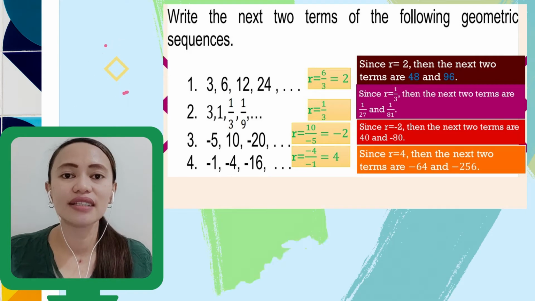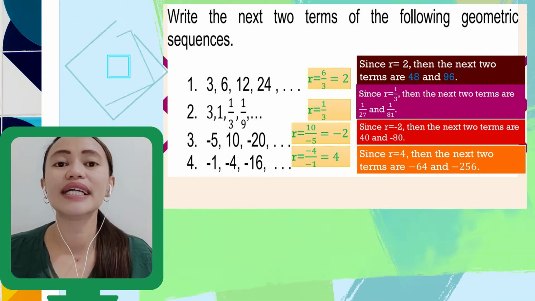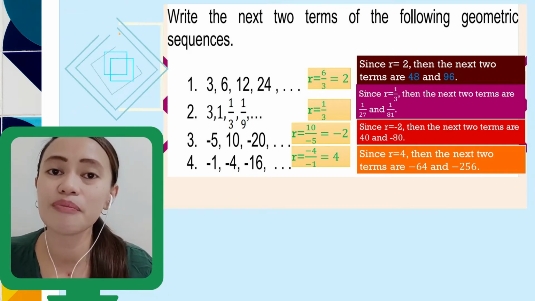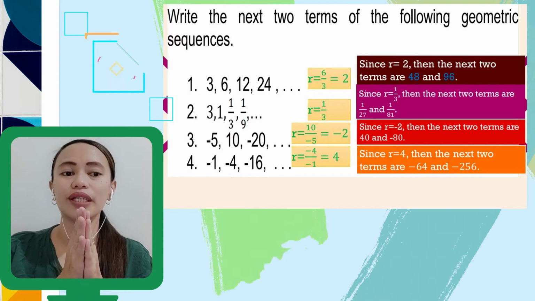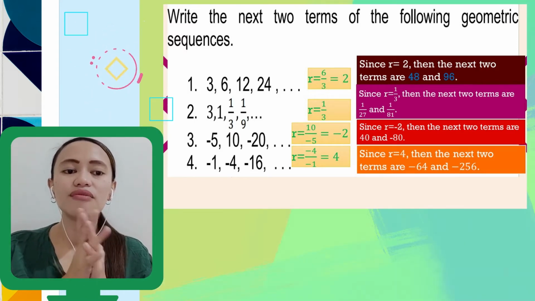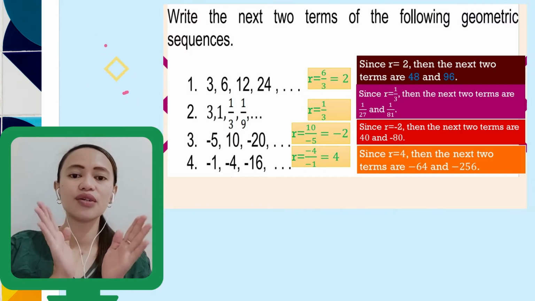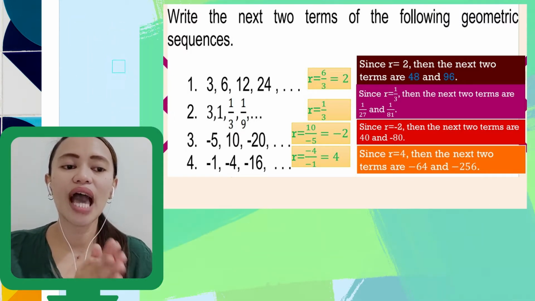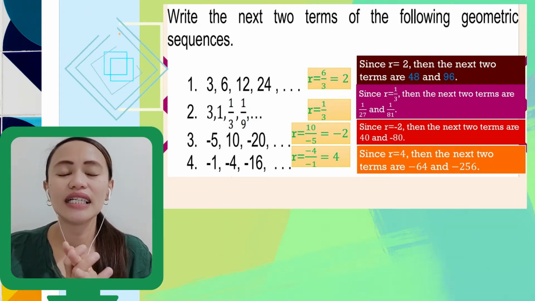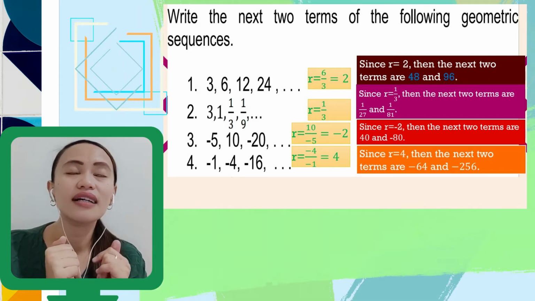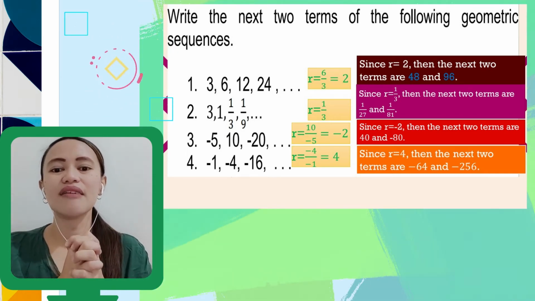Therefore, to get the next term, -2 times -20, negative times negative is positive, 20 times 2 is 40. So we're going to have a positive 40. And then positive 40 times -2, so we have negative 80. If you have seen for number 3, we have alternating signs. It indicates that the common ratio will be negative.